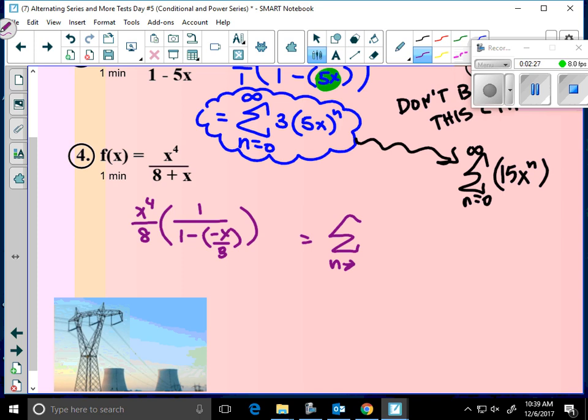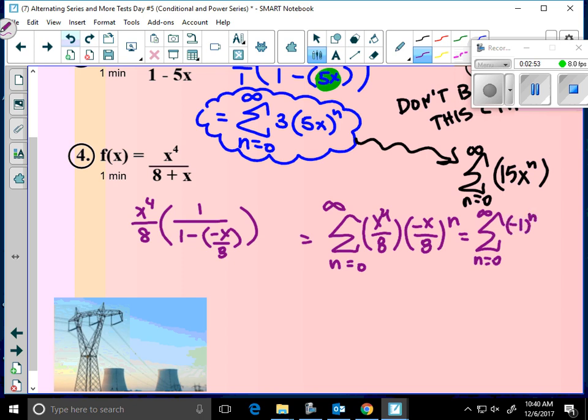N equals, not goes to, n equals 0 to infinity of x to the fourth over 8 times negative x over 8 to the n, which would be equivalent to n equals 0 to infinity of negative 1 to the n, taking care of my alternator. I have an x to the fourth, and I have an x to the n. On the bottom, I have an 8 to the first and an 8 to the n. Let's clean that up.